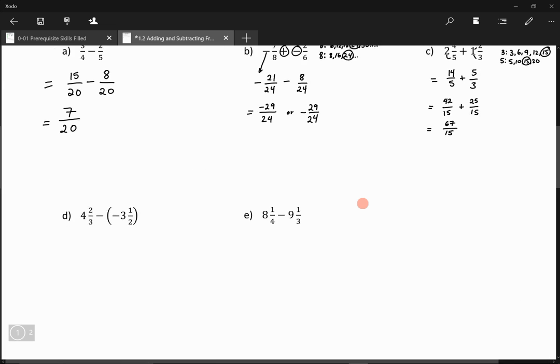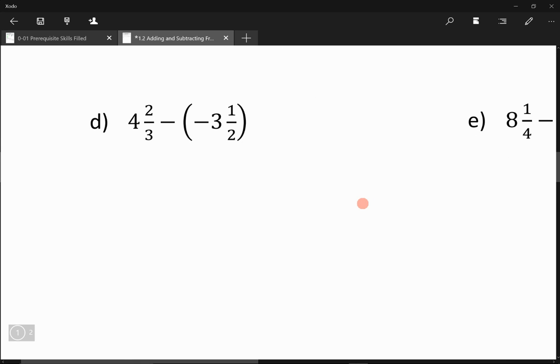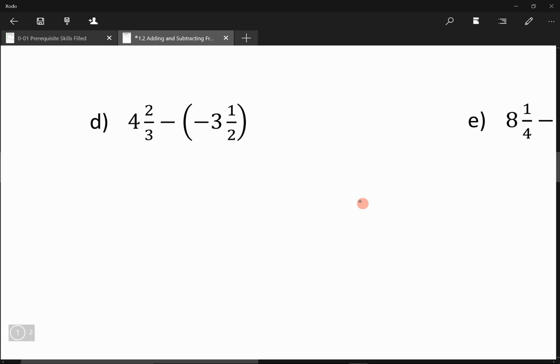Moving on down here. Again, I'm going to go at a little bit of a faster pace. You can pause the video if you need to just double check. So here, mixed number 4 and 2/3. So 4 times 3 is 12, plus 2 is 14. So I'm going to write this as 14 over 3.